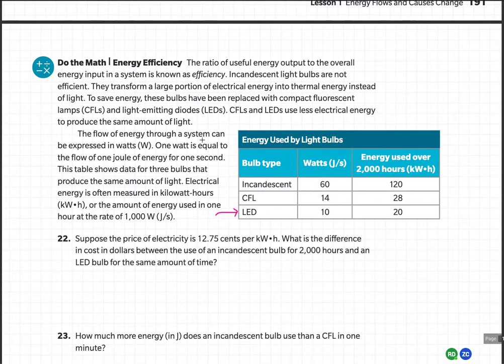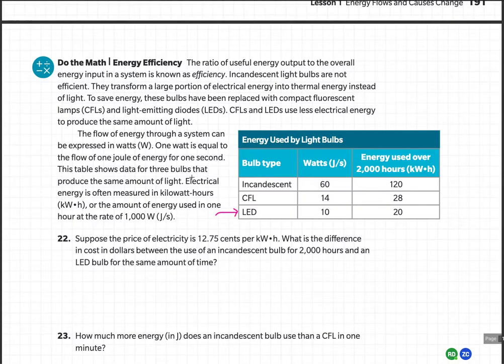This says the flow of energy through a system can be expressed in watts. So you can see here is watts. This is how much energy is flowing through the bulbs. And 1 watt is equal to the flow of 1 joule of energy for 1 second.